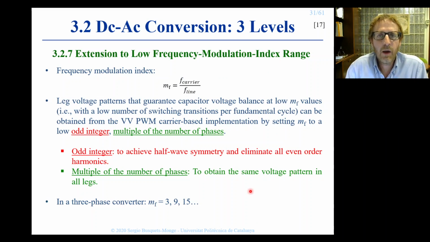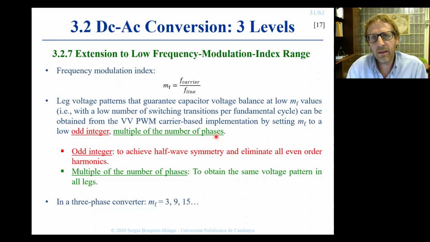Okay, let's now see how we can extend the virtual vector pulse-width modulation to the low frequency modulation index range. So the goal here is to see how we can extend this virtual vector pulse-width modulation to carrier frequencies or switching frequencies that are not far away from the line frequency. The virtual vector pulse-width modulation we have seen so far was defined with the assumption that the phase currents, the leg currents, were almost constant along the switching cycle, and this is only true when the carrier frequency is much higher than the line frequency.